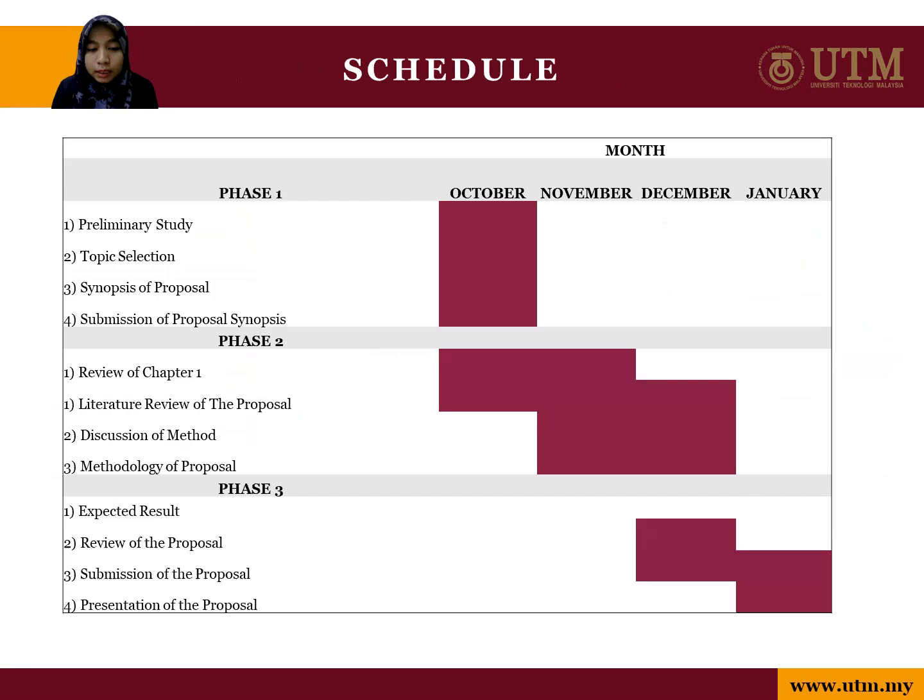Next, this is the schedule in accomplishing this proposal for undergraduate project 1. It started in October until now in January.